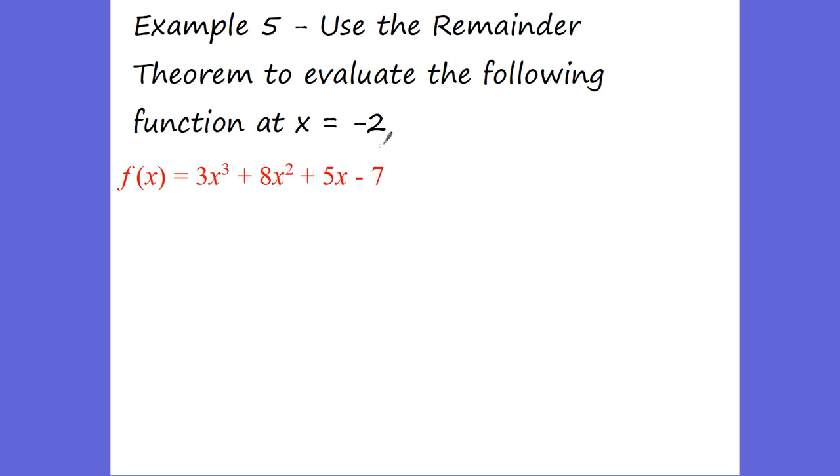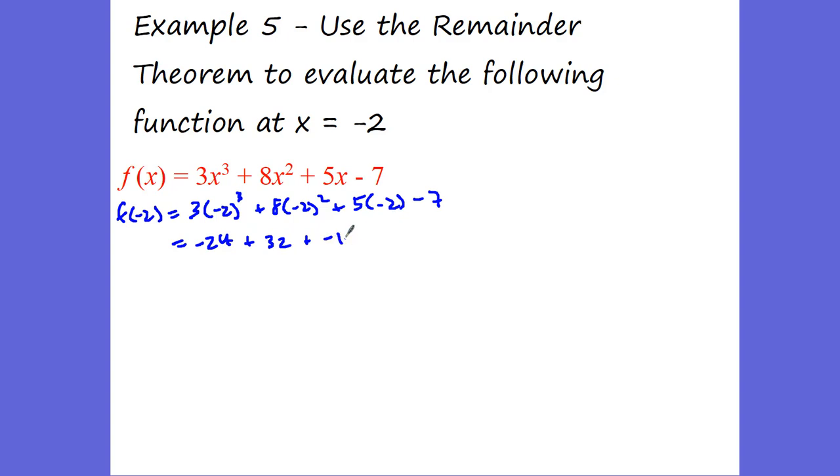It means you could take negative 2 and plug him in. When we do f of negative 2, we're going to plug negative 2 in for x: 3 times negative 2 to the third power, plus 8 times negative 2 squared, plus 5 times negative 2, minus 7. And so negative 2 to the third power is negative 8. Negative 8 times 3 is negative 24. We have negative 2 squared, that's 4. 4 times 8 is 32. 5 times negative 2 is negative 10. We have negative 7. Let's add all of that up. So negative 24 and 32 gives us 8.